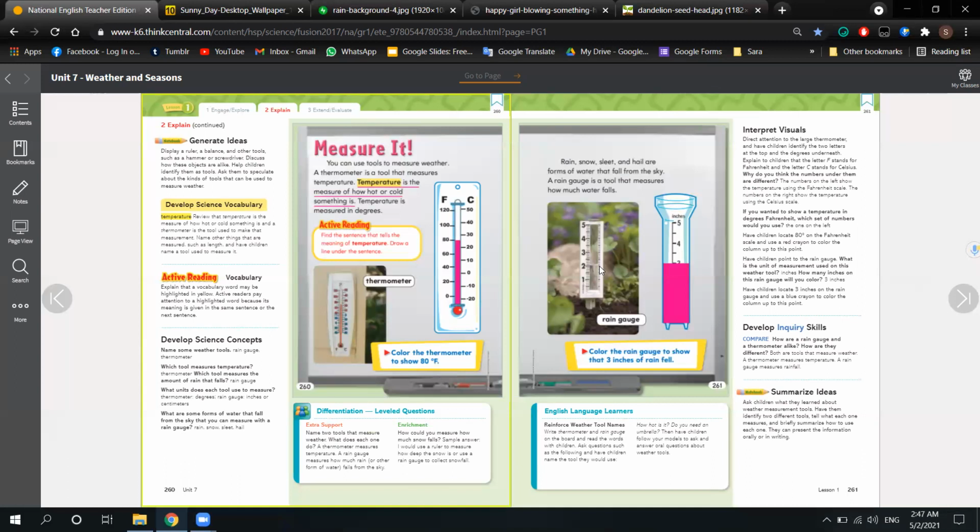Okay, and that is what I need you to know specifically about this lesson: that we have many types of weather, and we can tell what the weather is like by noticing some things outside. And we have tools to measure weather as well, to measure temperature, and temperature is درجة الحرارة, okay, or how hot or cold something is in English.